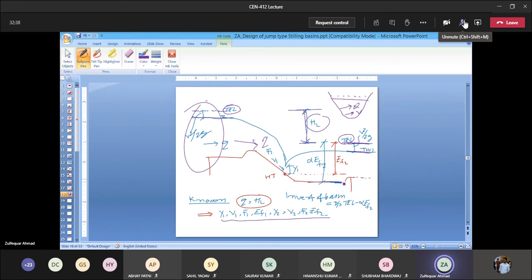This invert level is to be shifted up and down so that the hydraulic jump forms here. Then what we have to do is drop this EF2 here. This line is known, our hydraulic jump will form here. From here you have the EF2, from here you have the EF1, here you have the EF1, and here you have the EF2. This corresponds to this line.